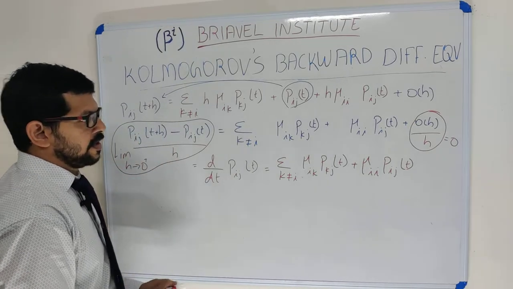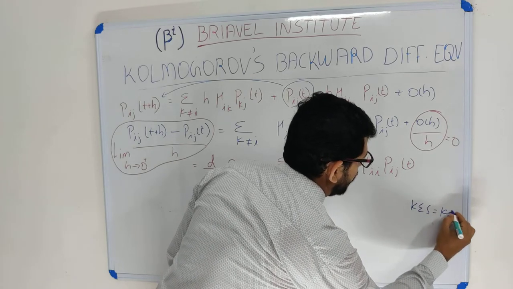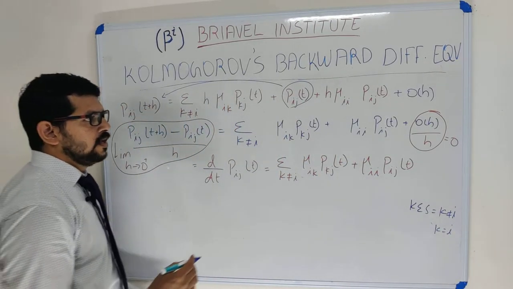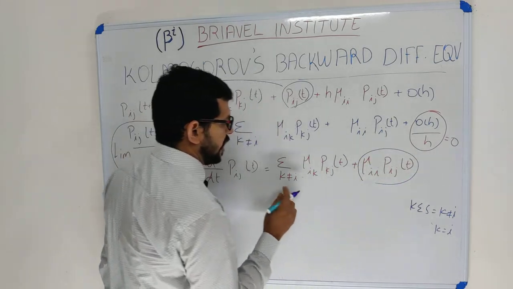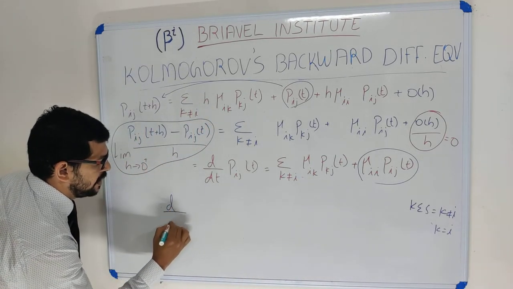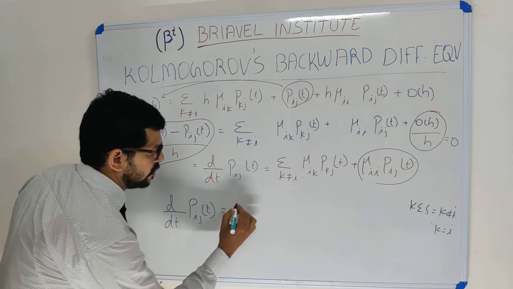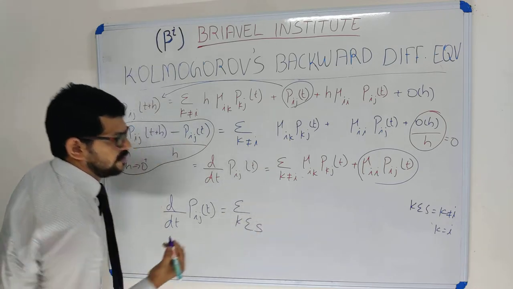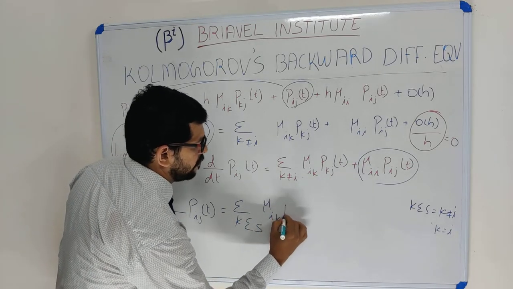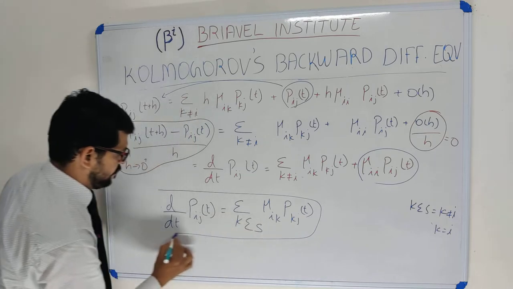Now we already split k element of S into k not equal to i and k equal to i. Now we are going to combine the terms again. This term is already included: if I take k element of S, this term is already included here. So I can write d by dt of P of ij t equals, now k element of S, so including all states, mu ik P of kj t. This is our backward differential equation.